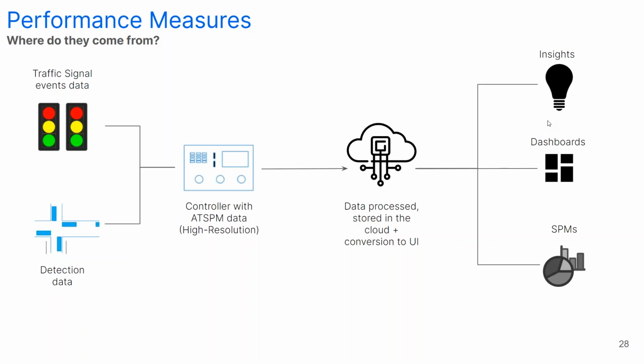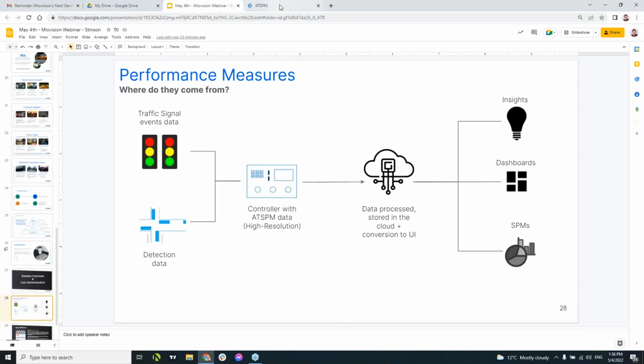It's just a matter of turning it on and leveraging it. And so we take in this high-res data through a virtual machine on a network and just outbound that data to the platform, and then you can leverage the data all you want in the platform, and I'll show you what that looks like today. This is how we turn it into insights and dashboards and SPMs, which come from those high-res data. So let me go over to the platform now.